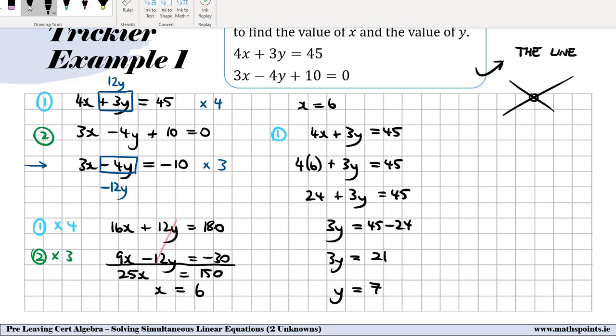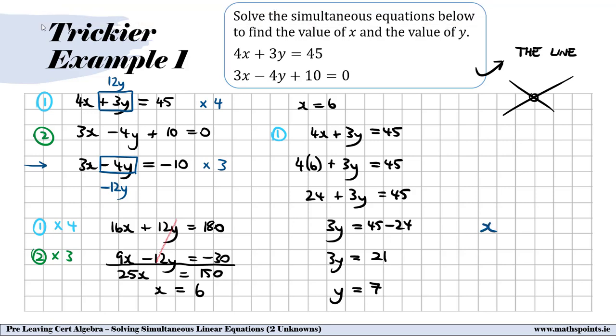And so the solution to this simultaneous equation is that x is equal to 6 and y equals 7. Now, if this was a coordinate geometry of the line question, we can put the 6 and the 7 in a bracket. And we know that that's the point of intersection of the two lines, the point (6, 7).